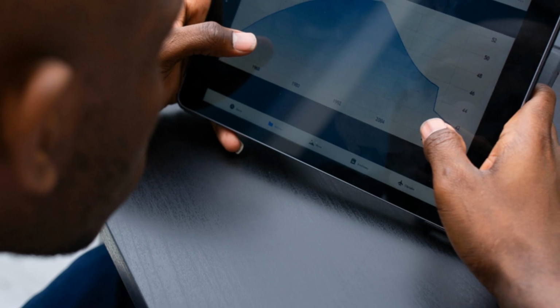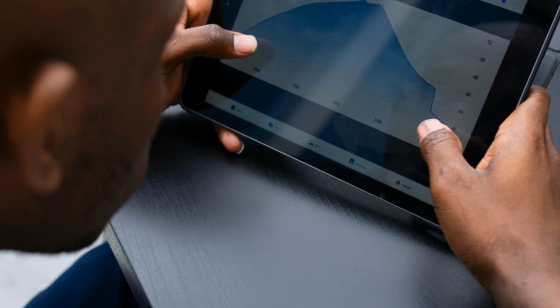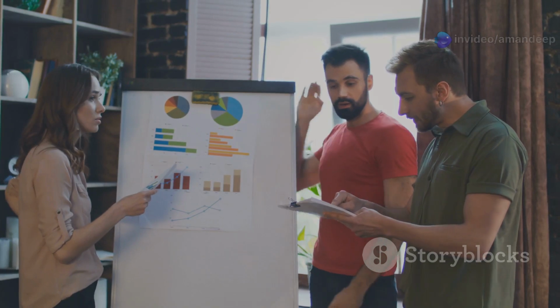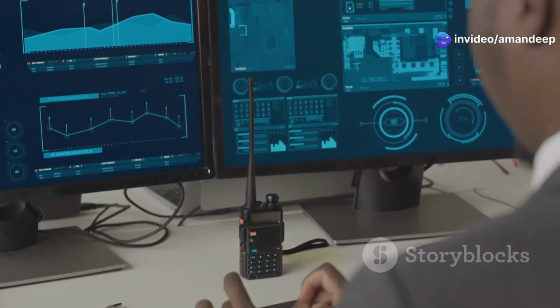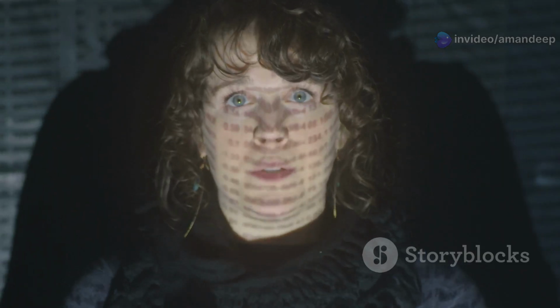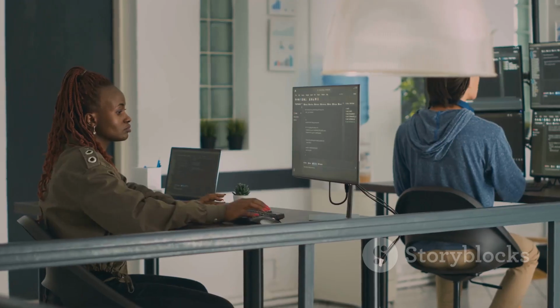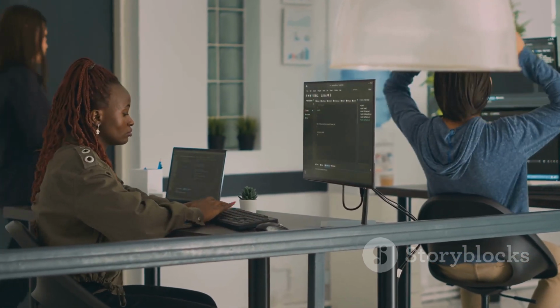EDA helps you uncover patterns, spot strange things, and check your assumptions. This early exploration guides your entire analysis. Without good EDA, you might miss important details. You could also draw wrong conclusions later on. It is truly a foundational step for any data project.